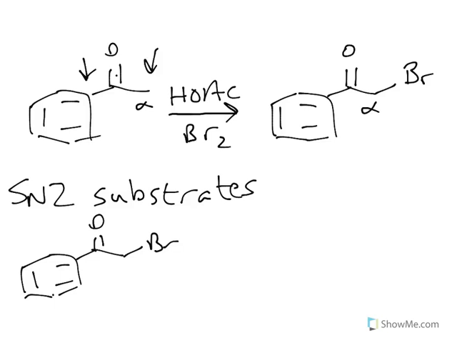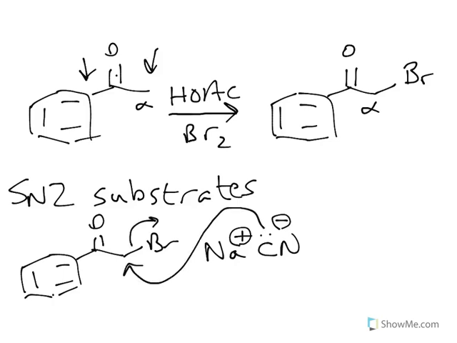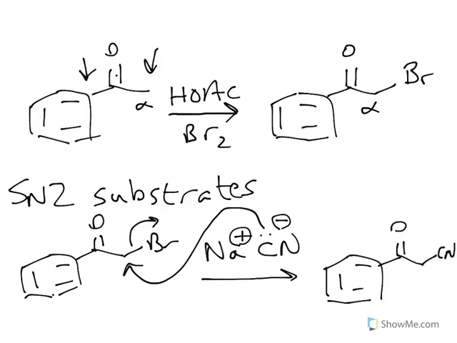And if I react this with sodium cyanide, right, we've seen sodium cyanide several times. It's a very good nucleophile, and it can establish a carboxylic acid derivative when used in SN2 fashion. So this will be like an SN2 substitution. And now what we're going to get is a cyano group in the place of the bromine atom. So SN2 displacement of the bromine gives us a cyano group there.